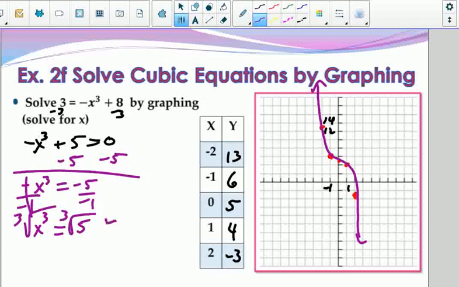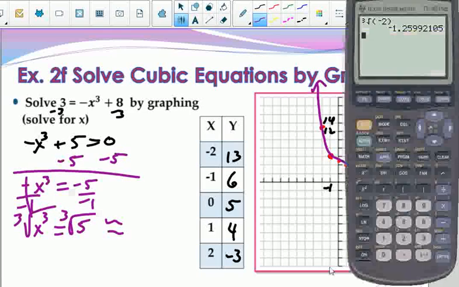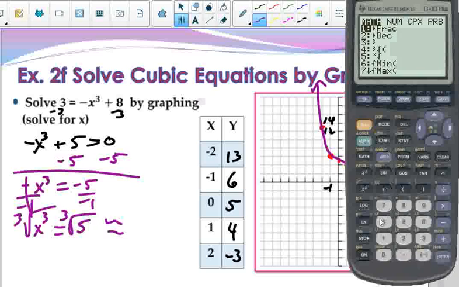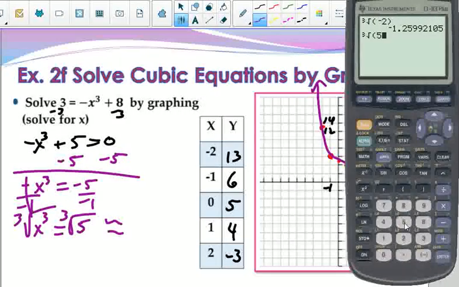The cube root, we'll estimate that one, so we'll grab our calculators out again. We'll hit the math button, hit number 4, cube root of 5, enter. So that gives us 1.709975947. We would round that to the nearest hundredth, which would be about 1.71.